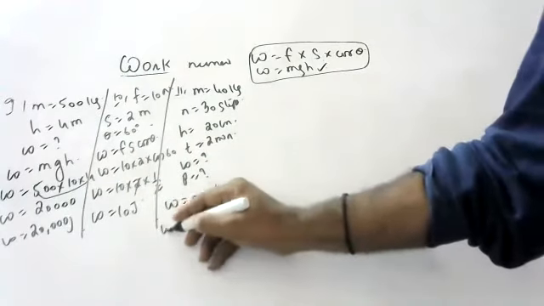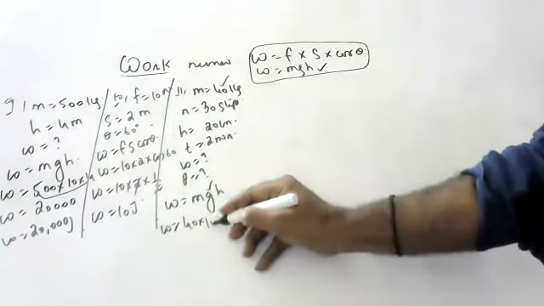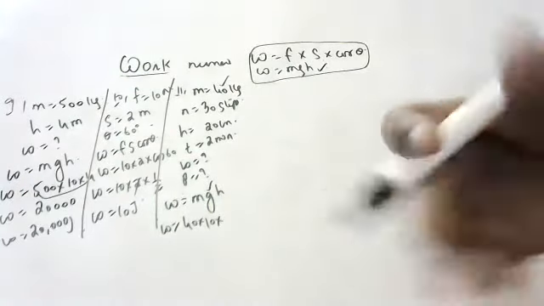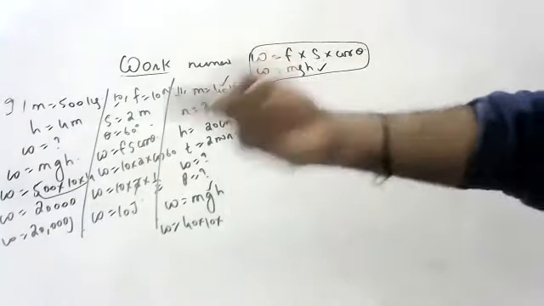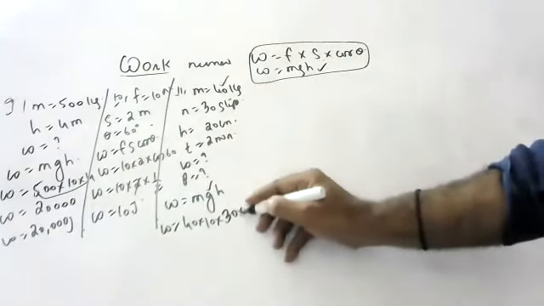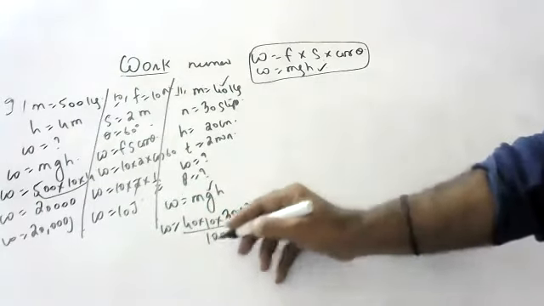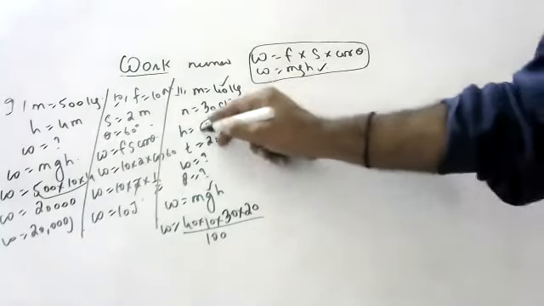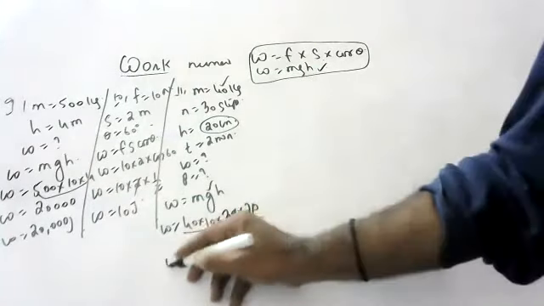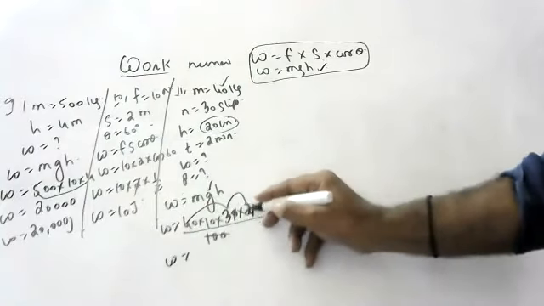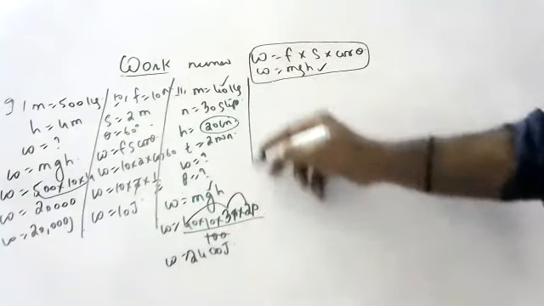So how much is the mass? 40 into 10, I will take g as 9.8 or 10. Height: one step is 20 centimeters, so 30 steps is 30 into 20, but centimeters to meters is divided by 100, children. So work is 2400 joules. Can you tell me the power?